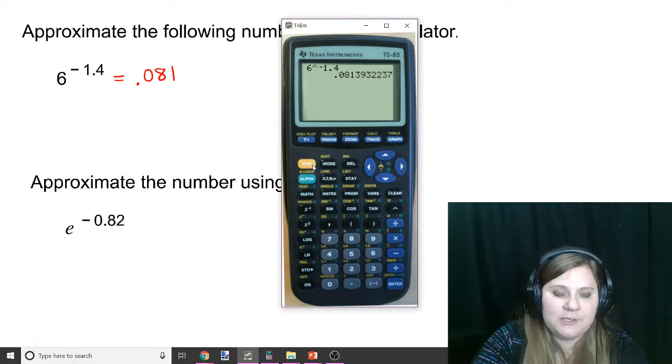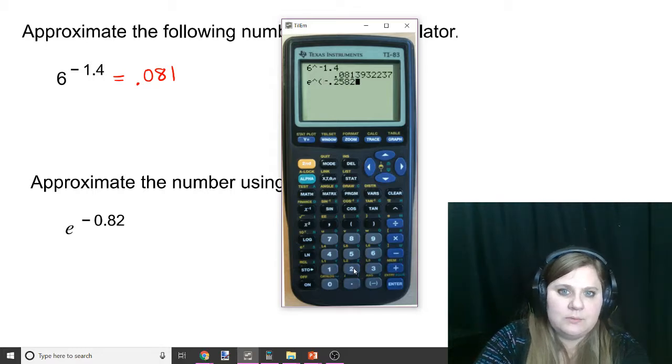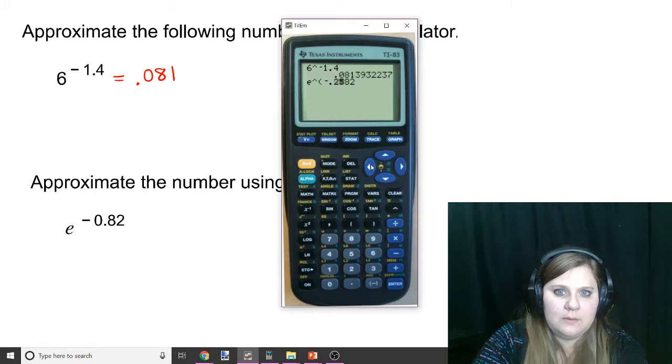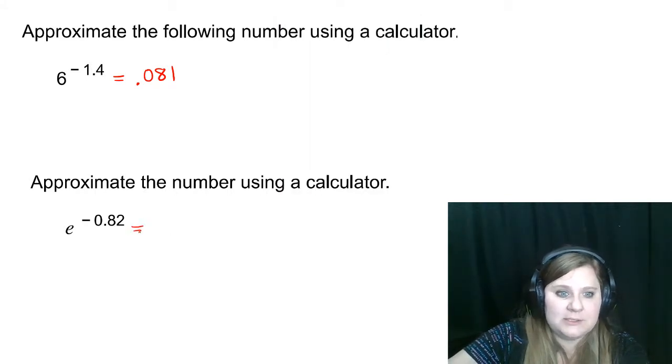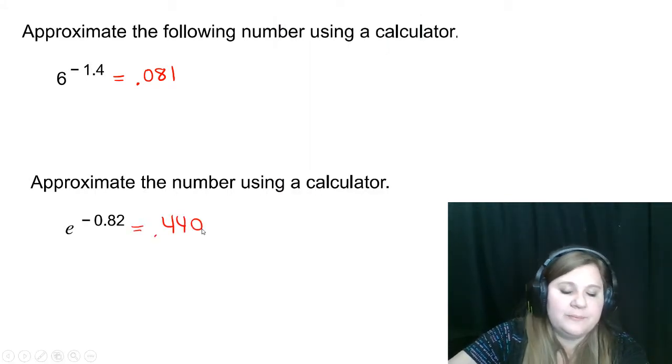And for e to the negative 0.82, you're going to do e to the negative 0.82. Oh, don't know how that happened. Let's fix that. All right, there we go. And we get 0.440 if we round it to the nearest 3 decimal places.